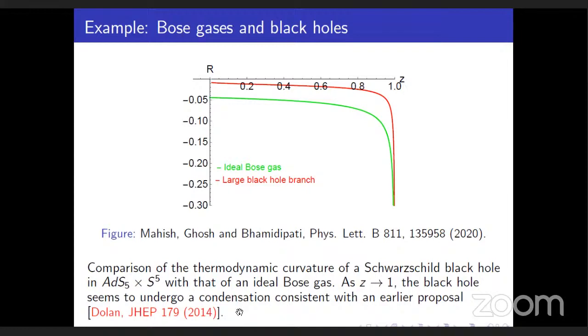There was a proposal a few years back. Dolan made this proposal that if you take a dynamical cosmological constant, on the boundary side it would mean that you're varying the number of colors, the number of degrees of freedom in the large N limit. Then a Schwarzschild black hole in AdS5 times S5, in the fugacity goes to one limit, which is the Bose condensation limit, appears to have a similar condensation effect. Because of certain claims that the thermodynamic curvature could capture microscopic interactions, we wanted to check if the curvature scalar shows similar behavior, and we indeed find something very nice. It looks like this.